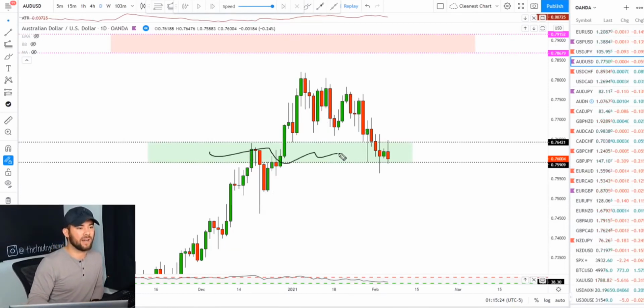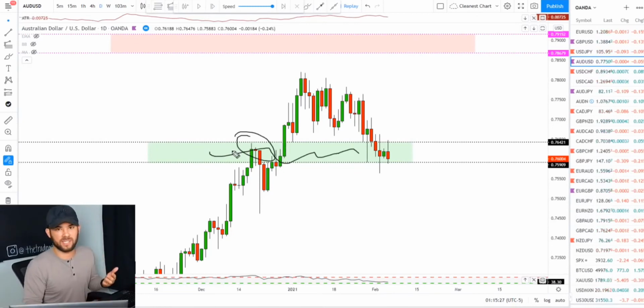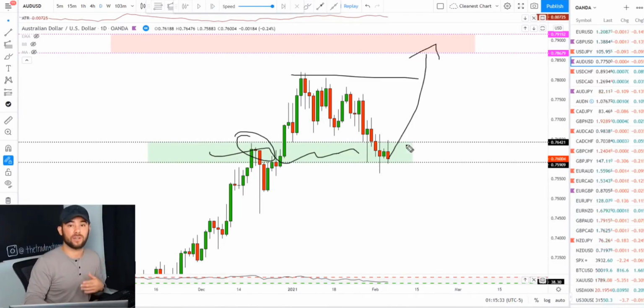Is this an area of value? Yes, it was the previous resistance that was broken in an uptrend, therefore it should become support if this market is going to head higher and break into new resistance levels.